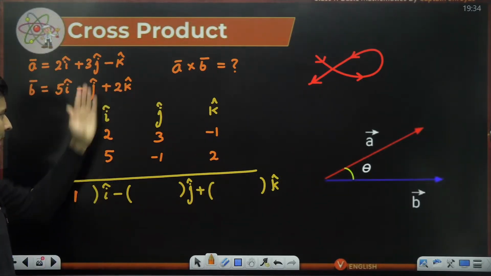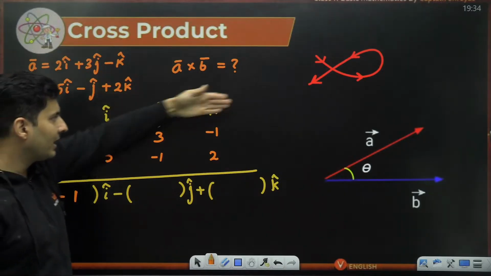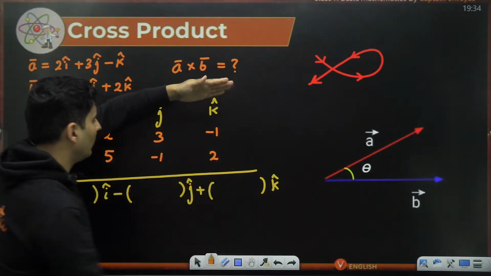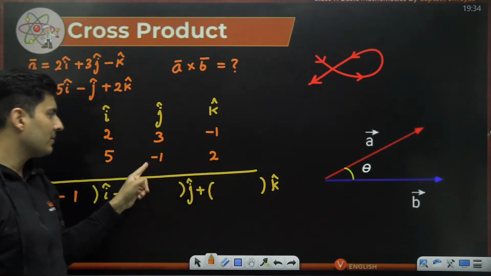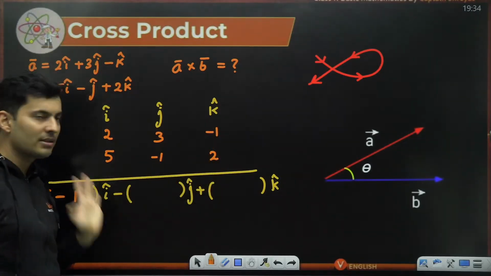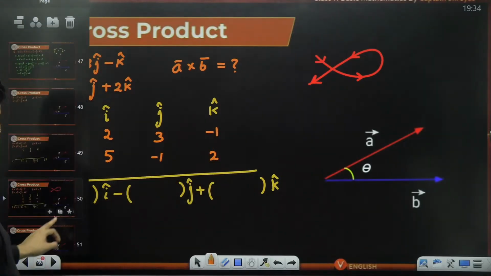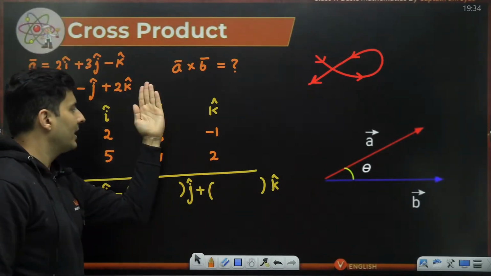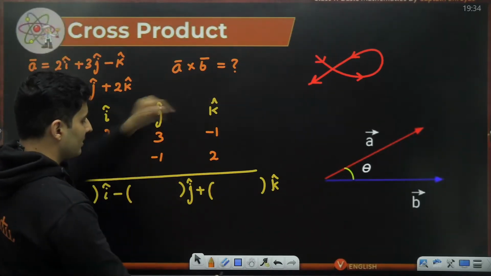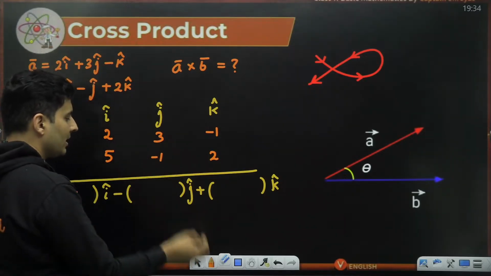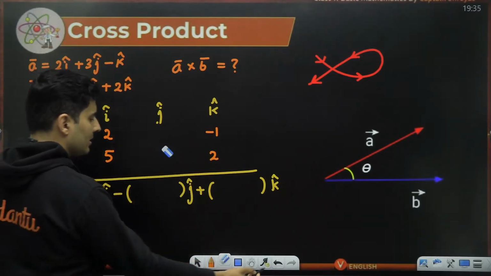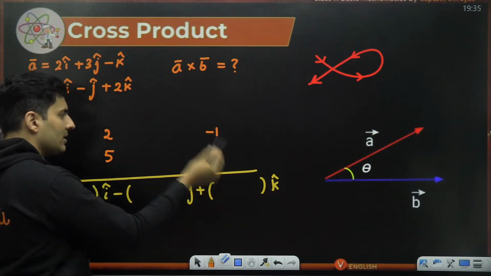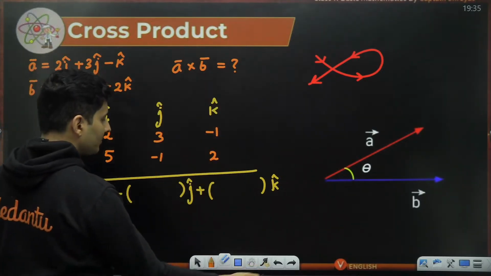So when you want to find I cap, forget this column, forget this row. These numbers which are there, go like how your teacher gives you wrong. So 3 twos are 6, minus 1 into minus 1 is plus 1. So 6 minus 1. Next step, observe this carefully. For J cap, forget this and forget this again. Just these numbers.